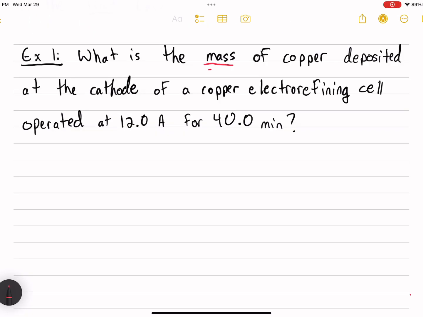So in our first example, it states: what is the mass of copper deposited at the cathode? Remember that mass builds up at the cathode of a copper electrorefining cell operated at 12 amps for 40 minutes. Now remember that we have to convert the minutes to seconds. And so in order to do that, we're going to multiply by 60. And when we plug that into our calculators, we should get a value of about 240 seconds.